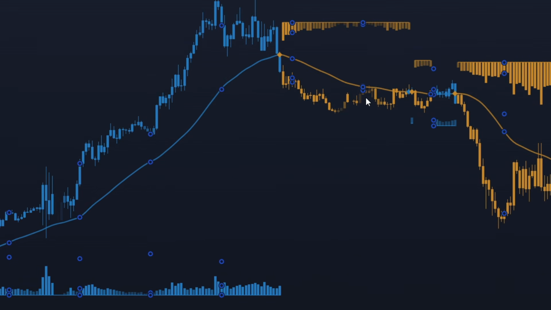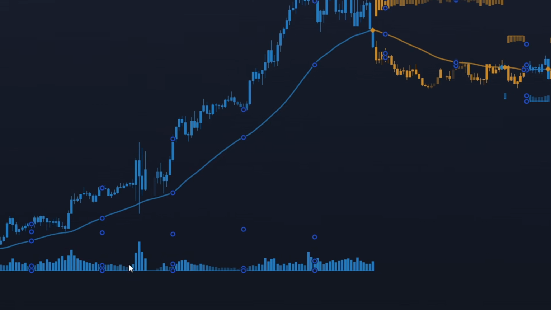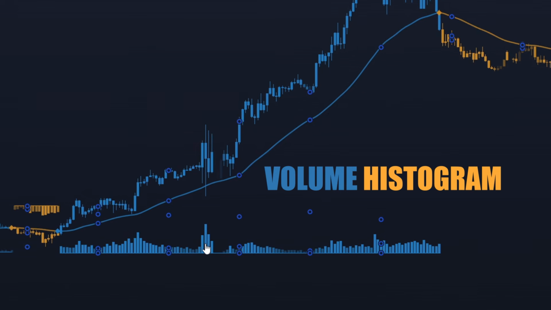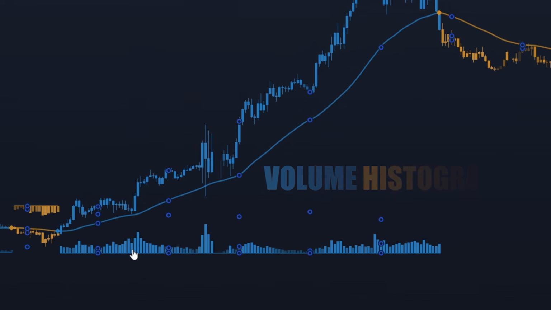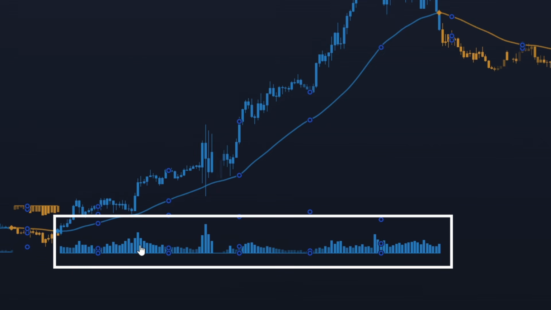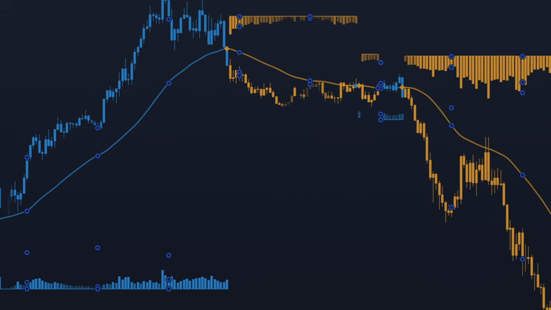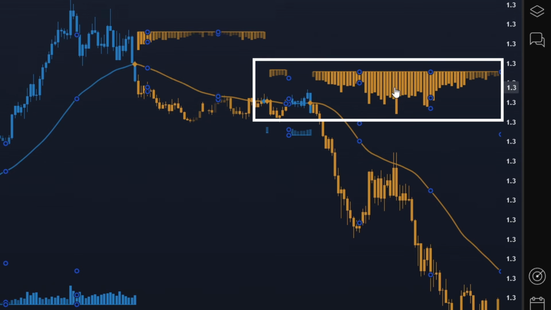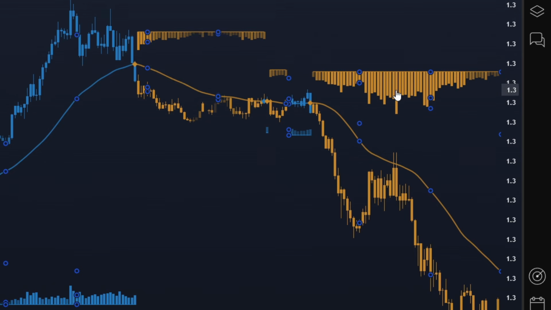This gives you an immediate sense of how much strength is behind each move, without having to analyze separate volume data manually. Just beneath the price, you'll also notice a volume histogram. During bullish phases, it appears as blue bars below the candles. And during bearish trends, the bars flip to yellow and move above the price. These bars reflect real-time volume activity that corresponds directly with the current trend.